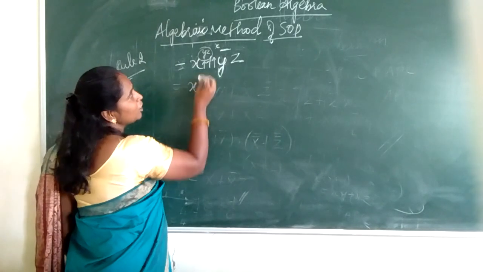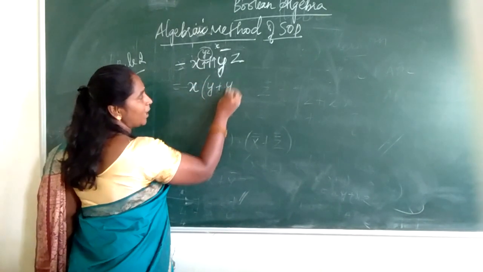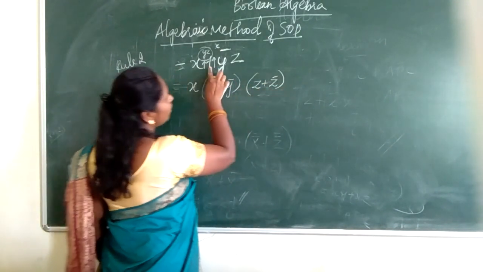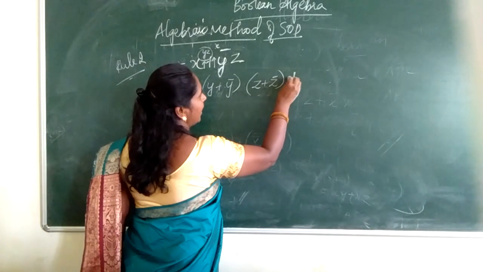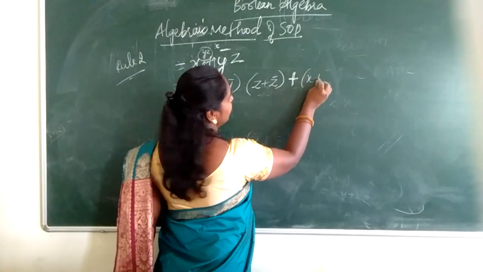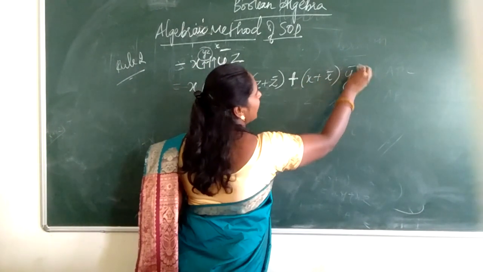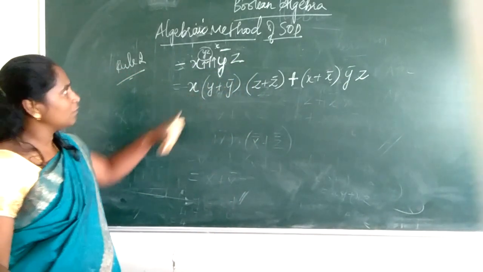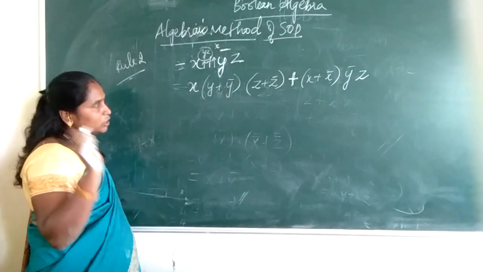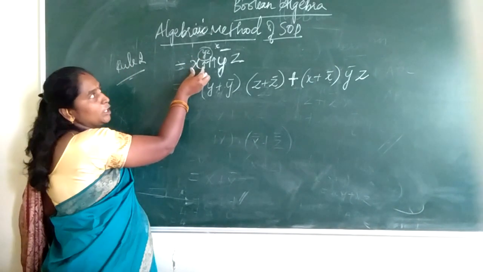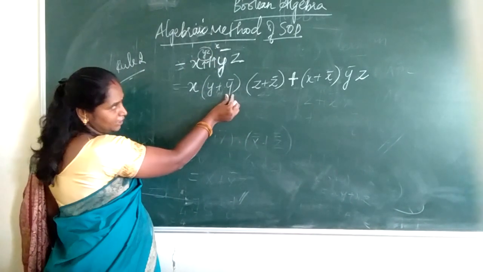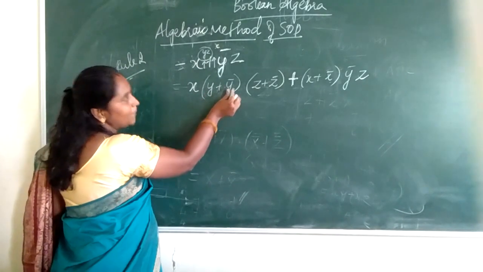So x as it is, we multiply with y plus y bar. Next z is missing, z plus z bar. Next plus as it is. Next what is missing here is x, so x plus x bar into y bar z. This is the given expression. Once again, in SOP, I have already told in the steps involved to solve the method: if in a particular product term any variable is missing, you have to multiply with that variable plus its complement.